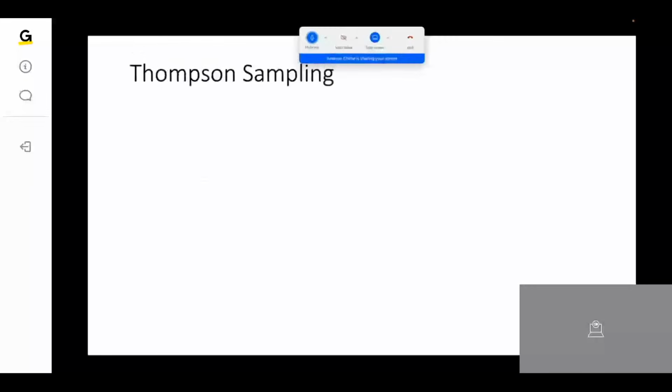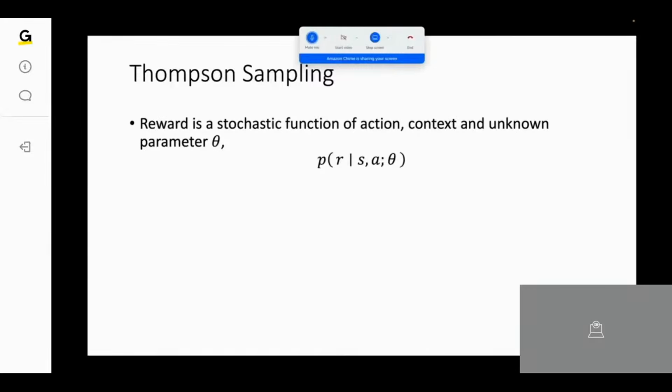Okay. We'll now very quickly look at Thompson sampling. Here again, we model reward as a function of the action and context, but we are not necessarily limited to a linear function. We will also assume, just like Thompson sampling in the multi-arm bandit case, a prior distribution on the parameter.